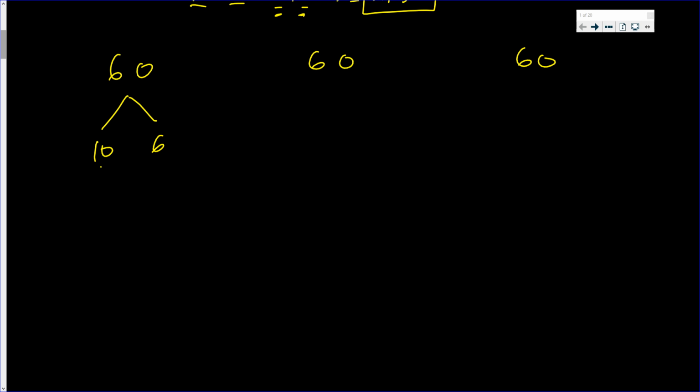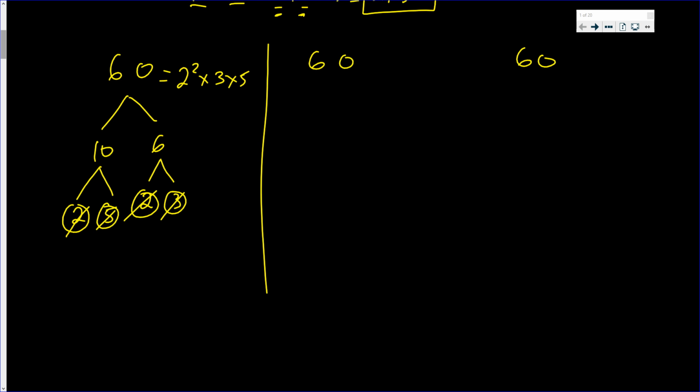That's fine. Since 10 is not prime, we continue with the tree. And we write 10 as 2 times 5. 2 and 5 happen to be prime, so we stop there. But 6 is not prime. That's why I didn't circle it. 6 is 2 times 3, and those numbers happen to be prime. So 60 is 2 times 2, you don't have to put it in numerical order, but I will, times 3 times 5.